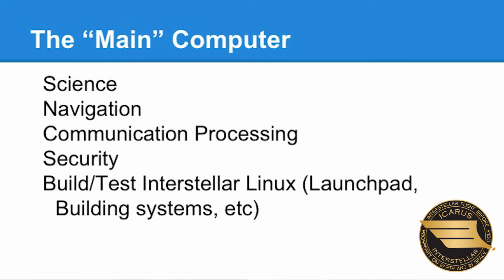So, the main computer is basically everything you would expect from Star Trek. Your science, navigation, communication, maybe you're just processing. Security will go through here, authentication, everything I mentioned previously about building Interstellar Linux and all of the software that you have.